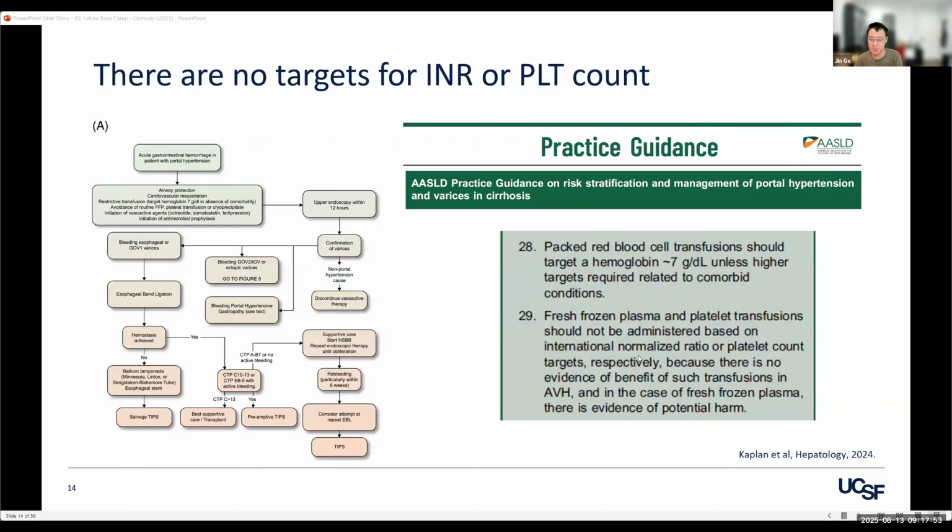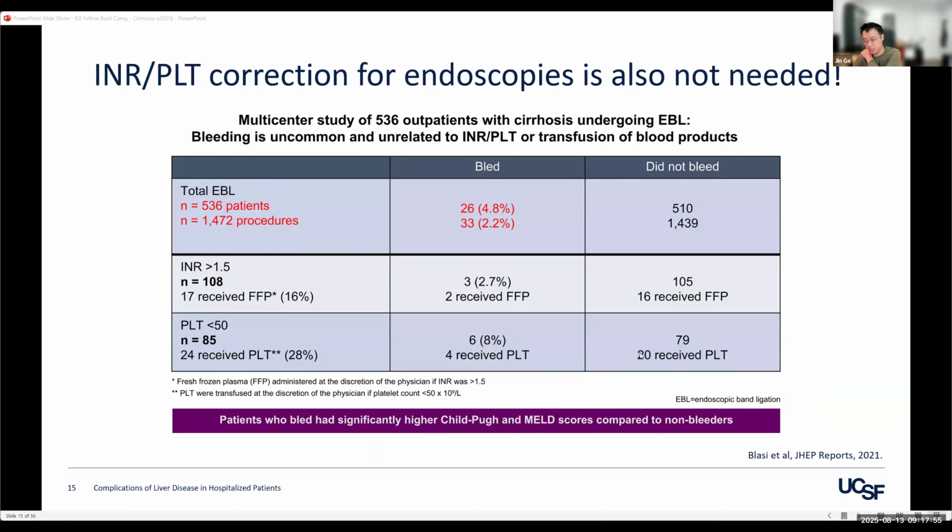So this is a really nice study that was published in JHEP Reports back in 2021. They looked at about 500 outpatients with cirrhosis who were undergoing esophageal band ligation. And what they saw was that post-banding bleeding events were uncommon and unrelated to platelets, INR, or transfusion of blood products. The thing that was associated with bleeding was actually higher Child-Pugh and MELD scores. So the idea here is that it's not so much the specific INR or platelet levels that matter, but more their overall cirrhosis status and overall clinical status that drove the risk for bleeding.